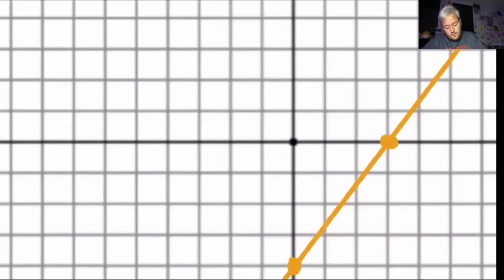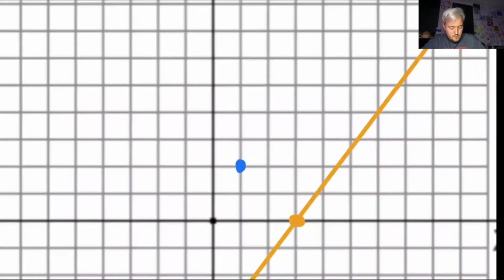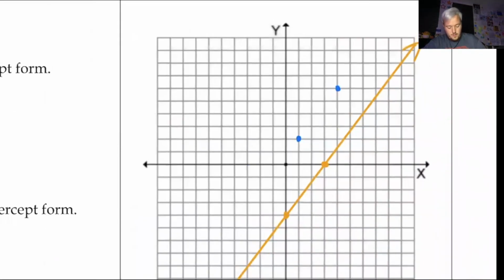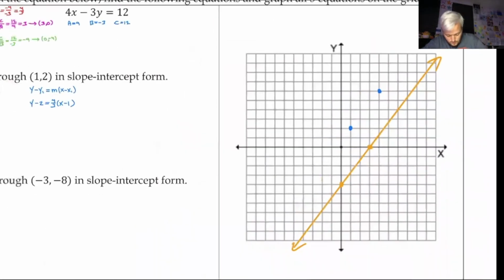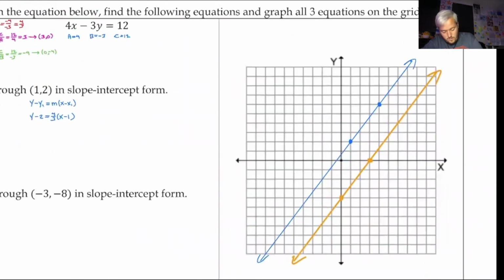So from 1, 2, that means right here is my starting point, and then I'm going to do a slope of 4/3. So there's the next point. And boom. So there's the parallel line. So we know these are parallel based on the slopes.